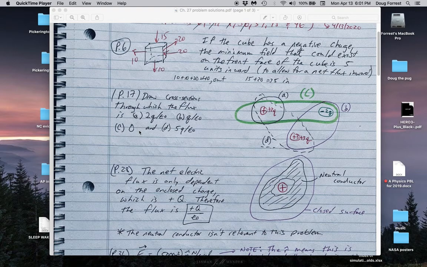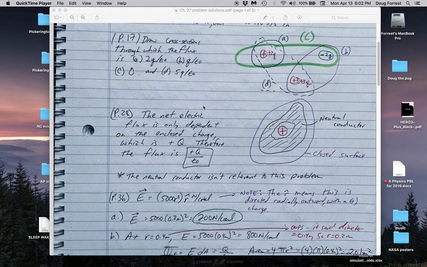Draw cross sections through which the flux is 2q over epsilon sub 0, q, 0, and then 5. So I did these in different colors. It's a little weird. Over 0, surrounding the negative 2 and positive 2q, over plus 5, surrounding the plus 2 and plus 3, over plus 1, surrounding the plus 2 and negative 2. And then just plus 2 is around something like that.